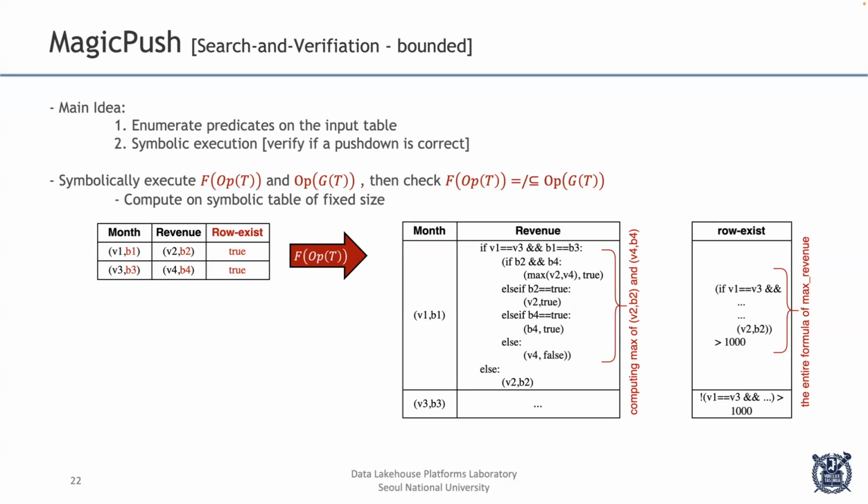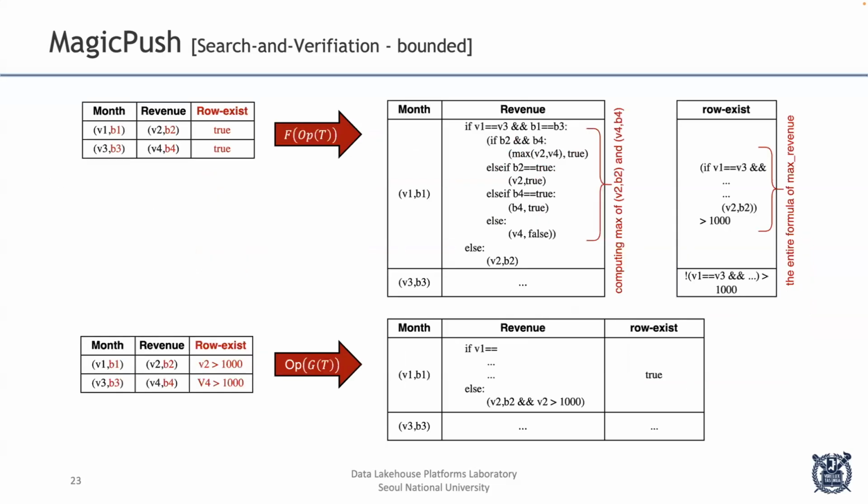So after they generate this expression, and then they make row exists, which is the condition that's going to result in a filtering or non-filtering of that specific row, they also similarly compute OP of G of T. So in the beginning, this is going to be G of T, which is the filter. And then they compute OP of G of T, and they result in a symbolic table similar to this one. And then the SMT solver is going to compare between these two conditions here, and then tell us if it's correct or not, based on the two conditions.